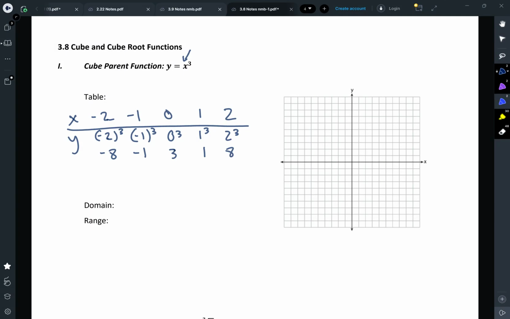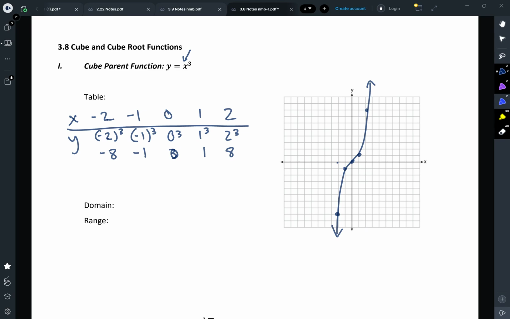So you know what, I said 0, but I put a 3 down for some reason. So this is what we graphed. So let's go ahead and graph -2 for x and down 8 for y. -1, -1, 0, 0, 1, 1, 2, 8. So we get this really interesting cubic looking function. And you've probably seen it before.